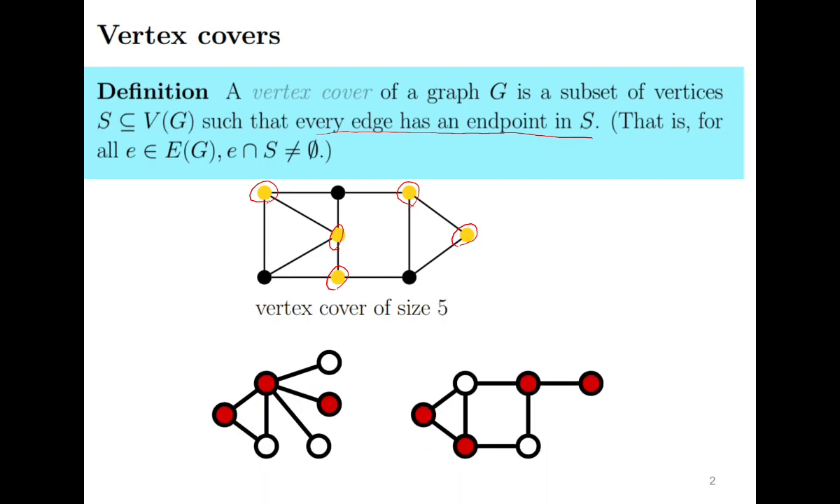Here are a few more examples. Again you can see that if you choose these three vertices, then all the edges are incident to these three vertices, and in the other graph the same can be seen.